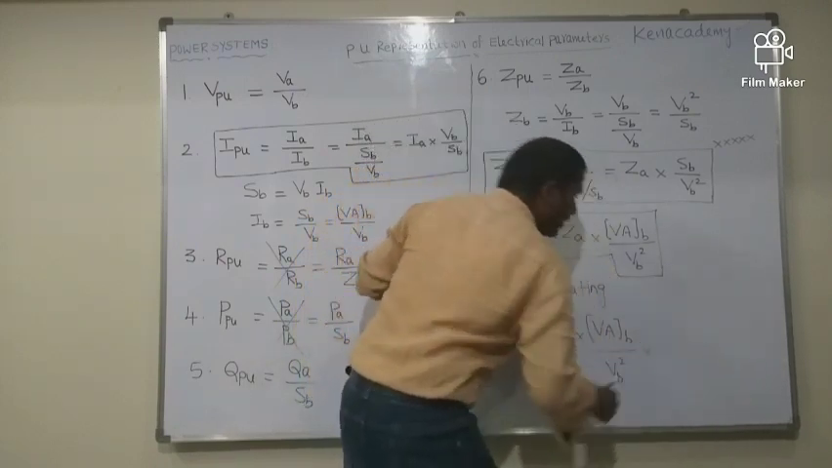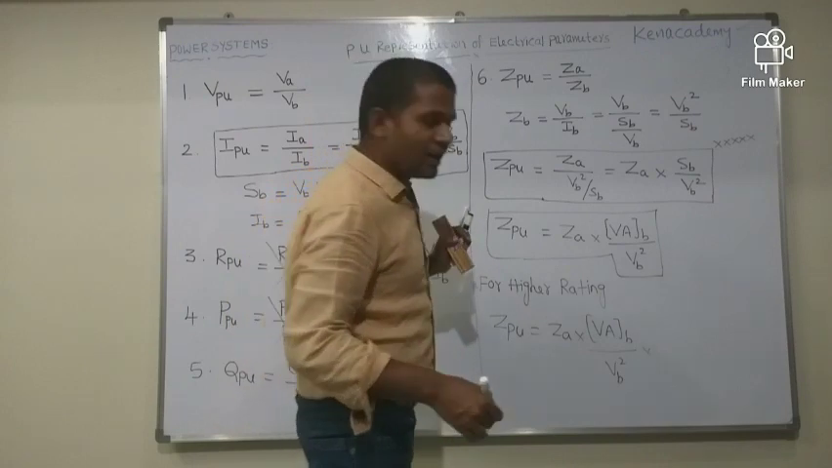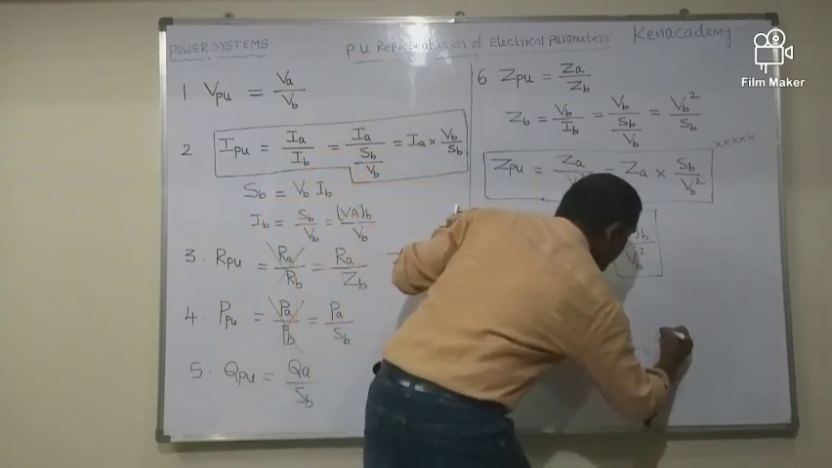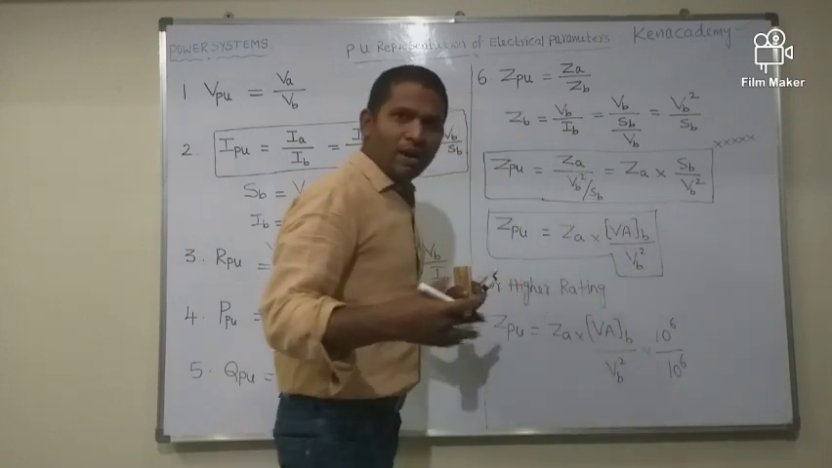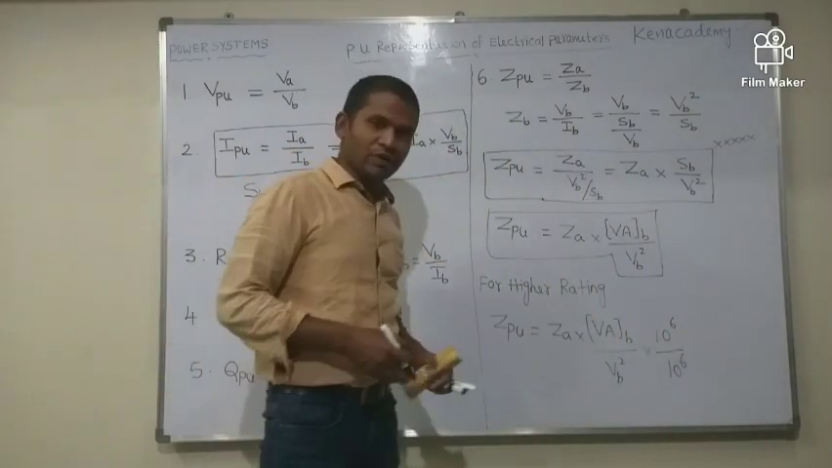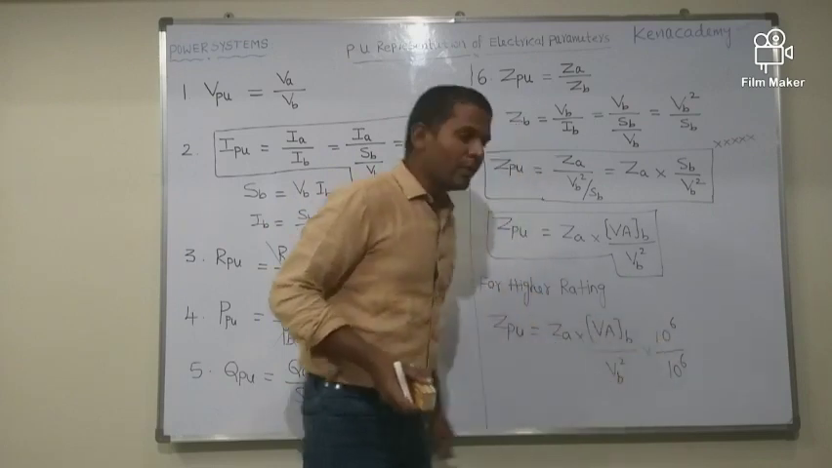Just for modification of this formula, I am multiplying with 10 power 6 and dividing with 10 power 6. This is 10 power 6 by 10 power 6. Just one more formula I am writing for larger rating. That's why I am doing this one. Just small modifications I am doing, dividing and multiplying with 10 power 6.